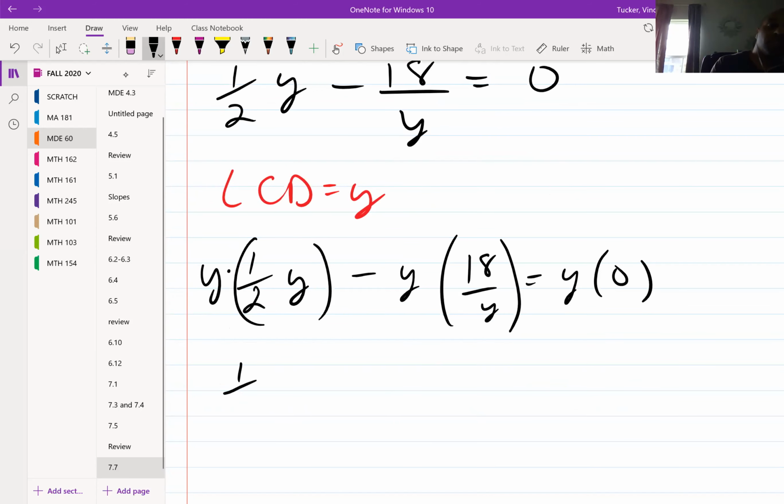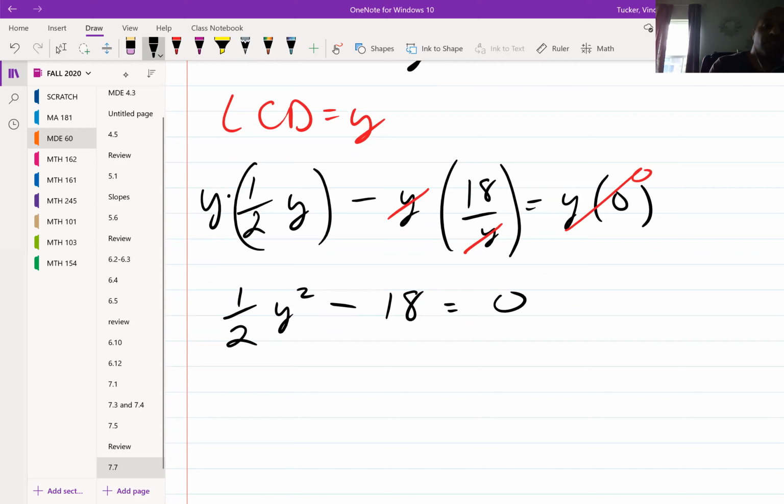Now, does that y cancel out the 2, the 1/2? Nope, that's just going to be y times y. Y times y. Okay, but the 1 in the denominator of that 18 will cancel. Okay. And then, of course, y times 0 is 0. Now I got a, what they call a difference, not a, yeah. Wait.